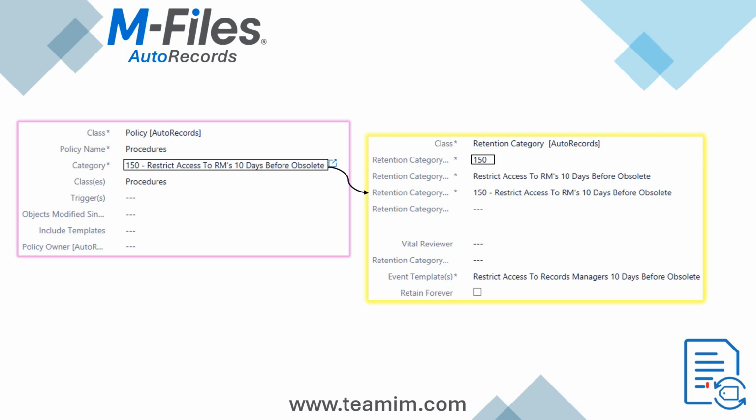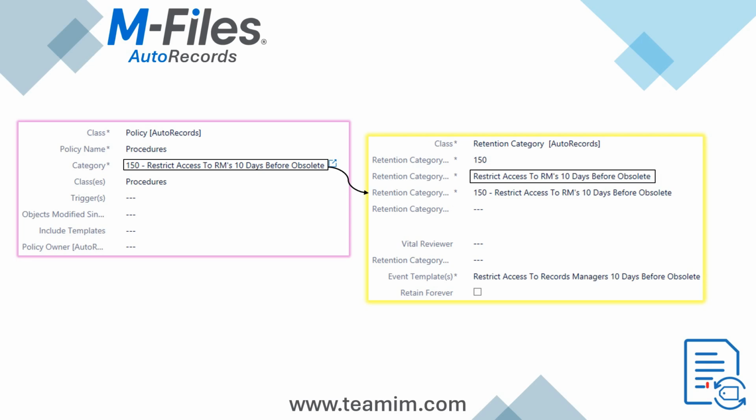Starting at the top, the ID is a number that you assign to uniquely identify the retention category. Many records management standards require that each retention category have a unique numeric ID. As you build out your file plan, you may want to use this ID to group retention categories together. Likewise, as you build out your file plan, you will likely find the retention categories can be reused by multiple policies. For example, in this case, there may be other policies which include documents other than procedures that require that we restrict access to the documents prior to them becoming obsolete. In those cases, we can reuse this same retention category.